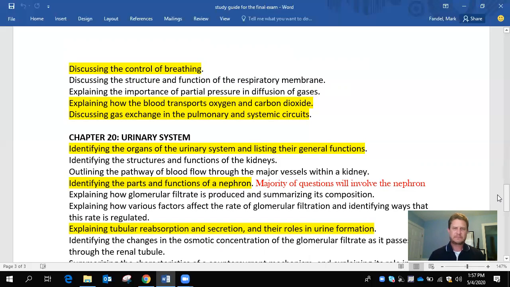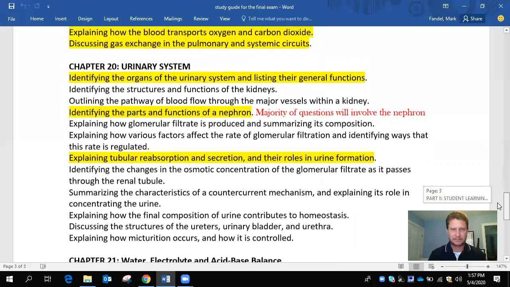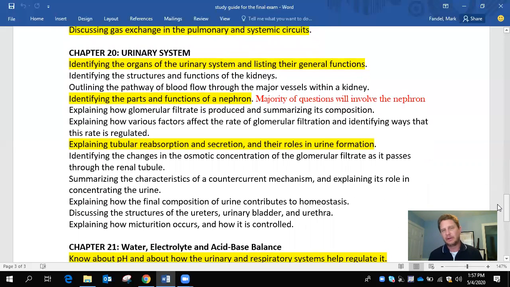Now, the urinary system, now we're getting into things that are relatively recent. You need to know the organs of it, the 2 kidneys, the ureters, the urinary bladder, and the urethra. You need to know the major parts and functions of the nephron. So the nephron's the functional portion of the kidneys. This is what is going to be doing the work. Now, in the nephron, you're going to have 2 main parts: the corpuscle and then the tubule.